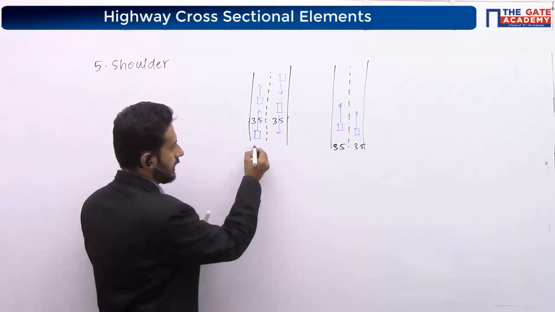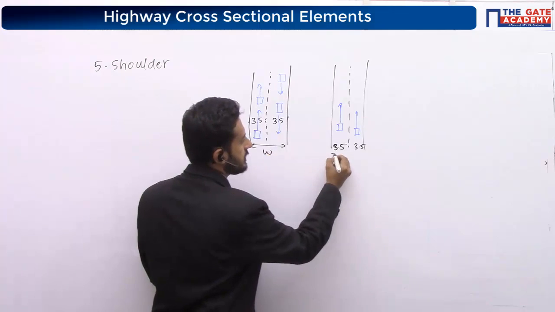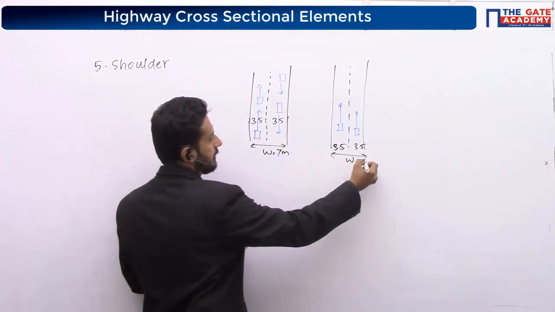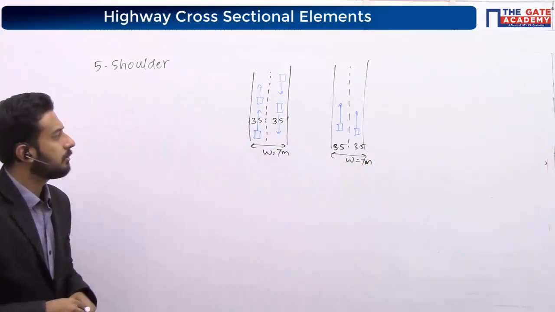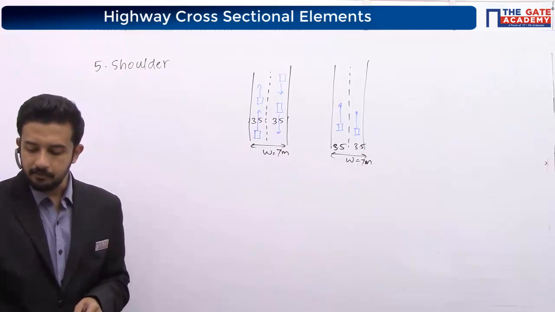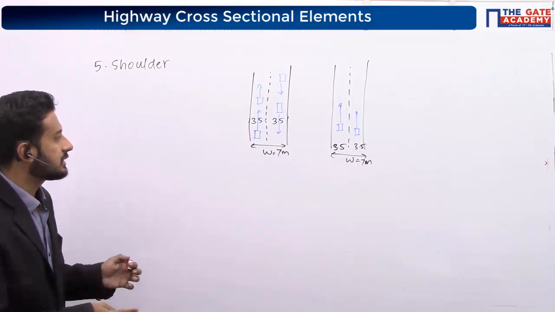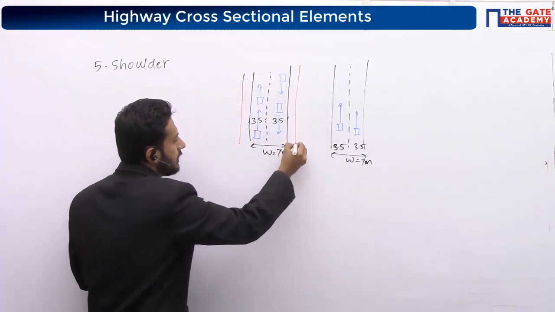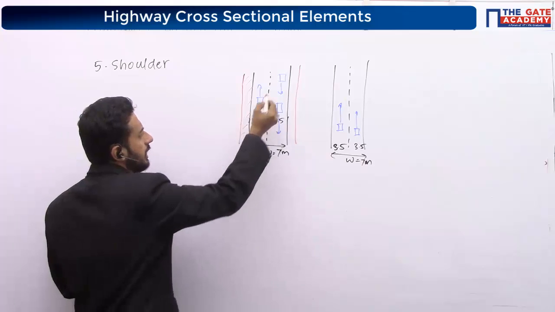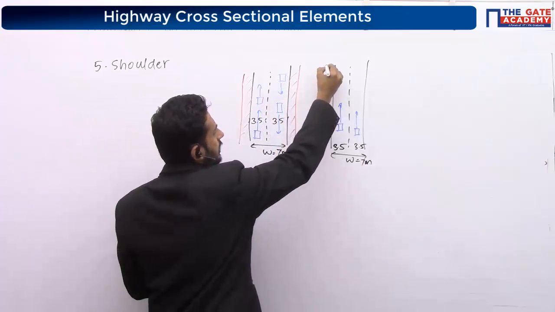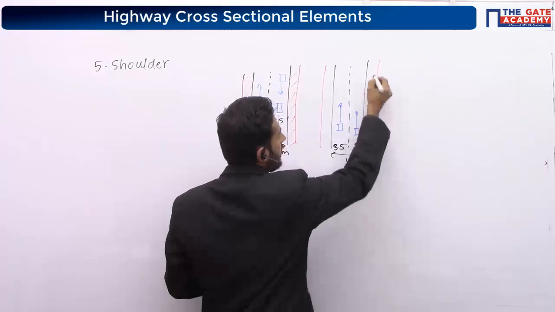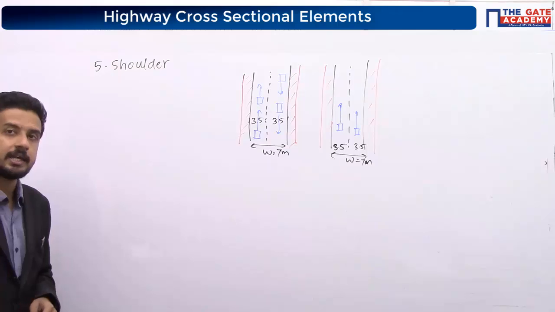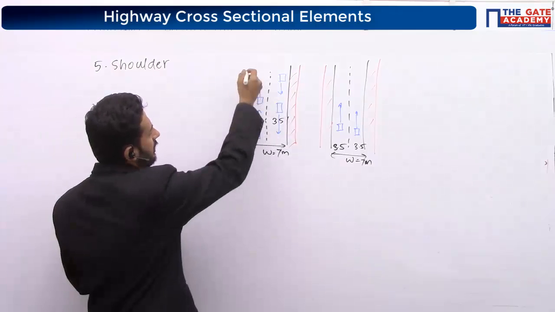What is our W? Width of carriageway. This is our width, 7 meter. Now, what we will do? On both sides of the road, we are going to give some extra space. Here also we will be giving tarring. Whether it is single lane, 2-way or 1-way, whatever, we are going to give some extra space on both sides of the road.